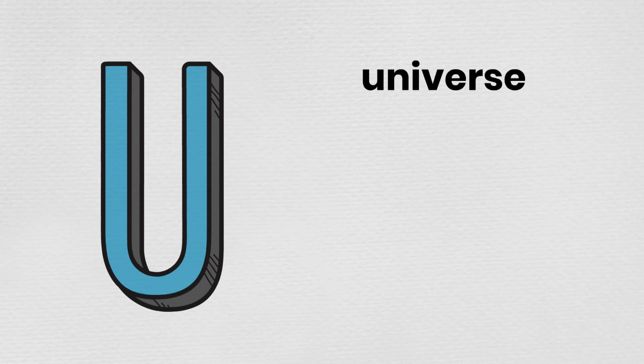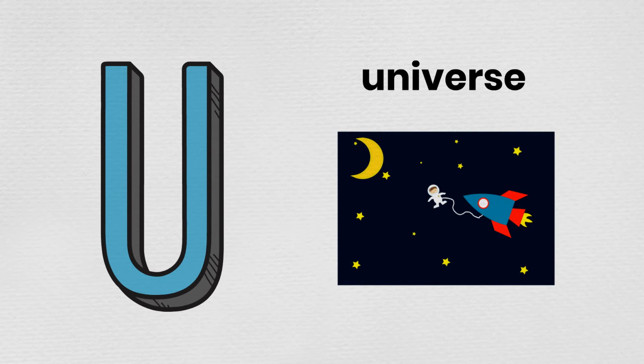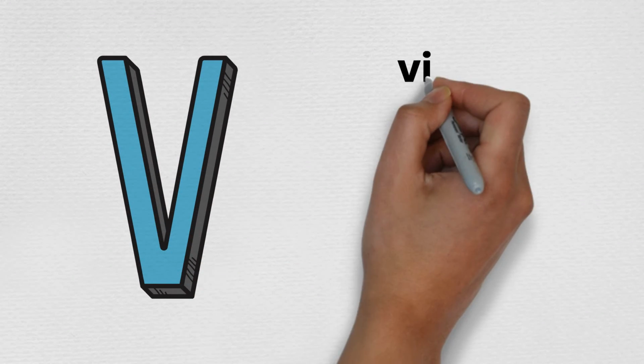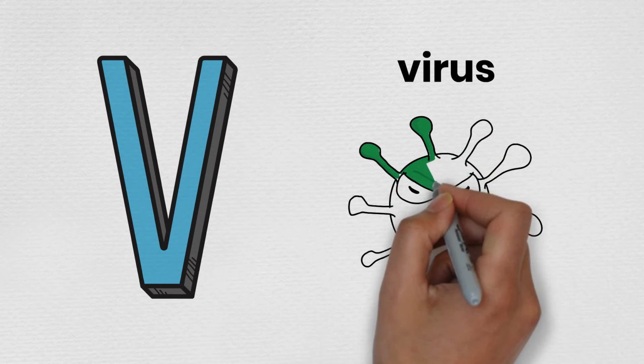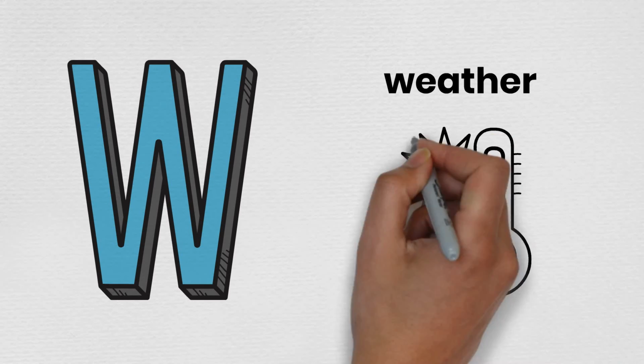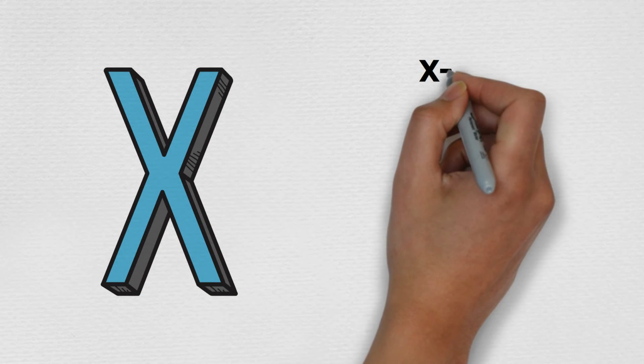U is for universe. V is for virus. W is for weather. X is for X-ray.